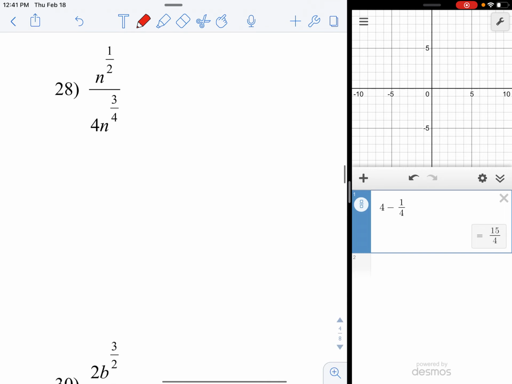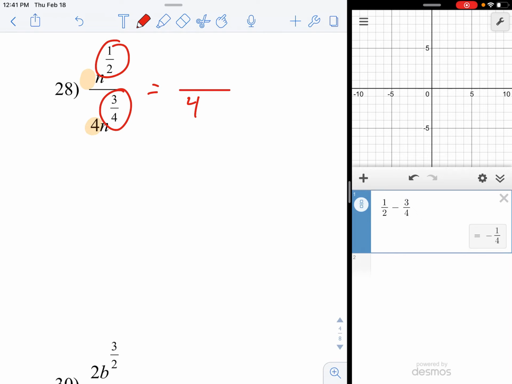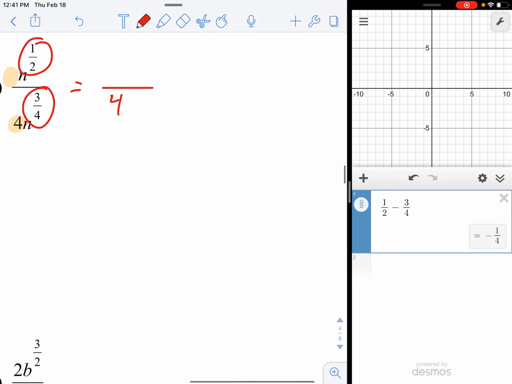All right, let's look at this one. Very similarly, the 4 has nothing to divide or simplify with, so my answer is definitely going to have a 4 in the bottom. I need to subtract these powers. 1/2 minus 3/4. Oh, wait. Hold on. Clear that. That's wrong. I typed it in wrong. 1/2 minus 3/4. Negative 0.25, negative 1/4. So what does that mean? Well, that means the negative means it goes in the bottom as 1/4.